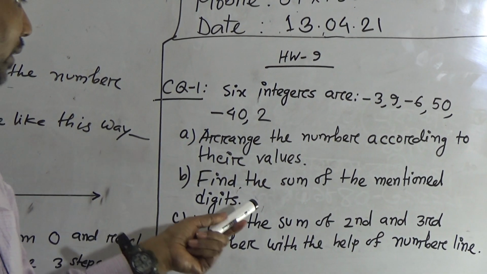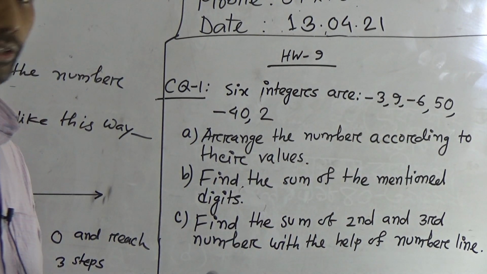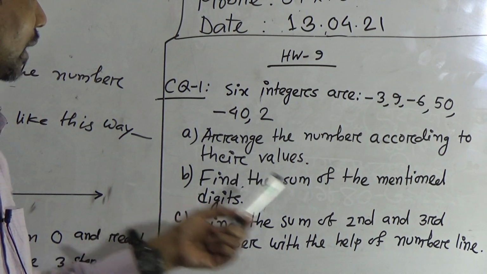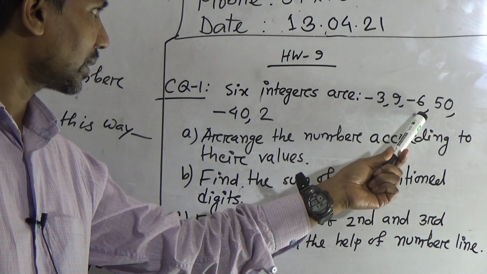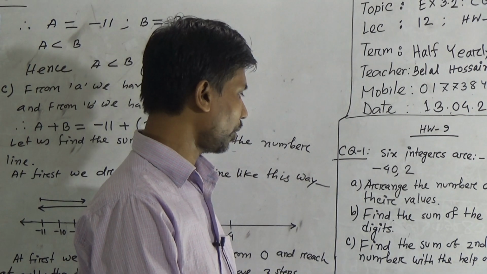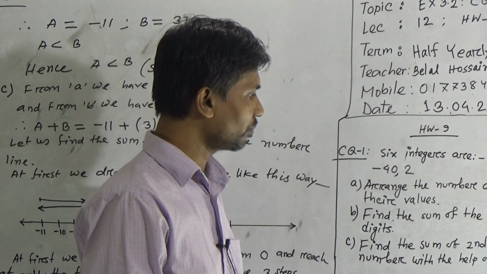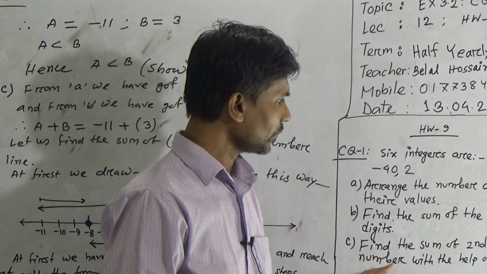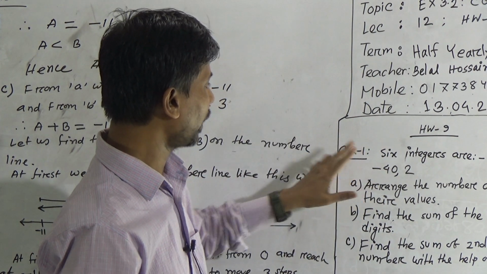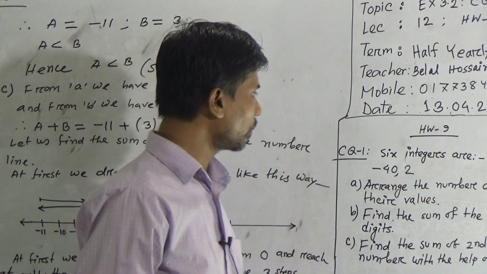B, find the sum of the mentioned digits. That means you have to add these digits. C, find the sum of the second and the third number, that means this is the second number and minus 6 is the third number, with the help of the number line. At first you have to add the second term and the third term with the help of the number line. Student, this CQ1 and CQ2 are almost similar, so you have to try to solve this.